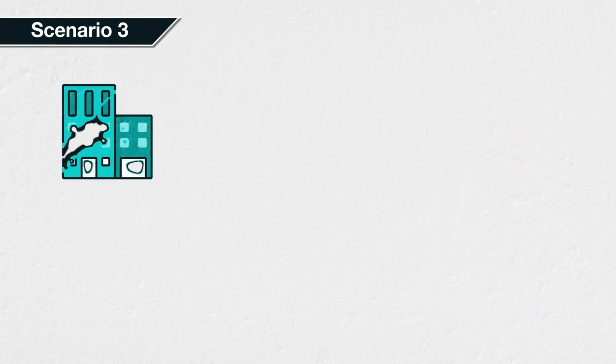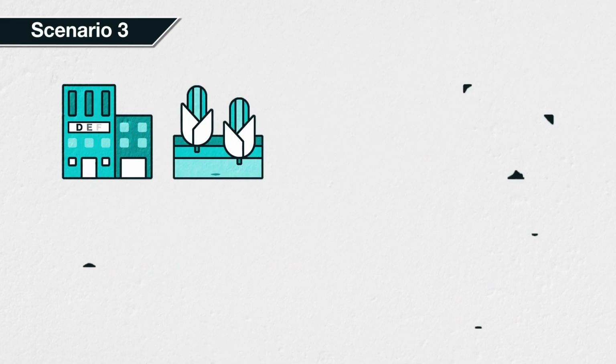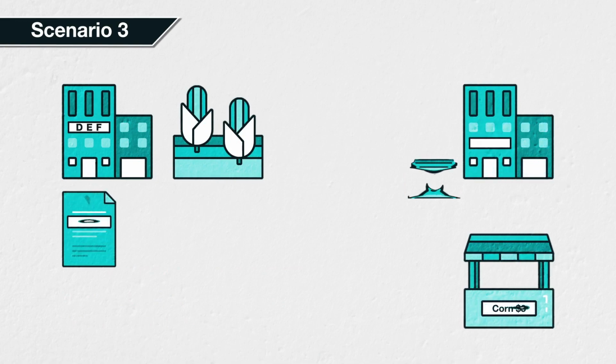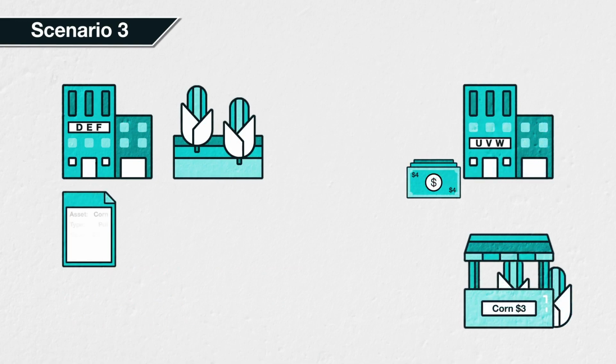Scenario 3. The price of corn has decreased to $3 per bushel on October 23rd. DEF is now ready to sell their corn. The put option gives them the right to sell their corn to UVW for $4 per bushel. Because the price of corn is now $3 per bushel, it is much more preferable for them to use the option to sell it to UVW for $4 per bushel.